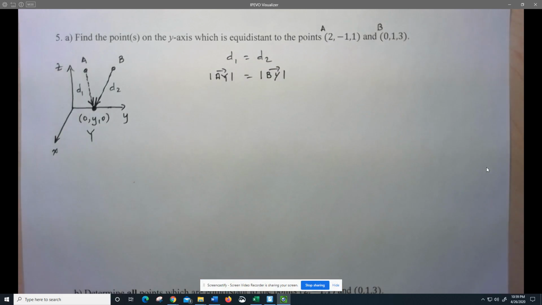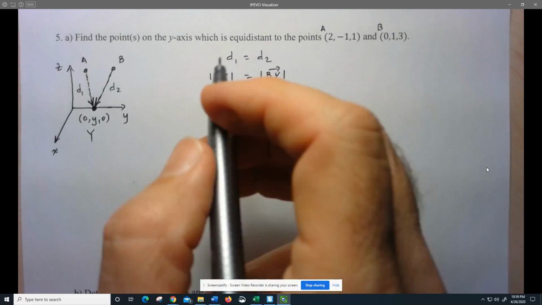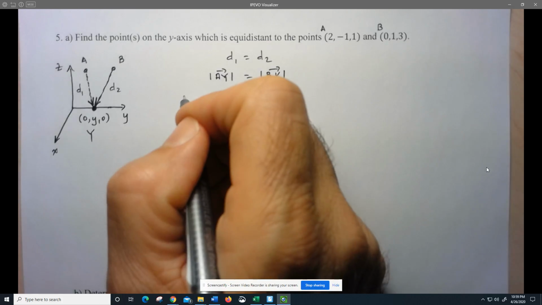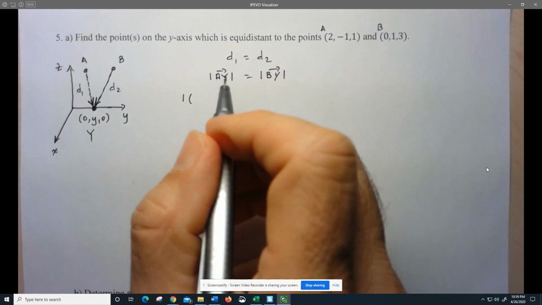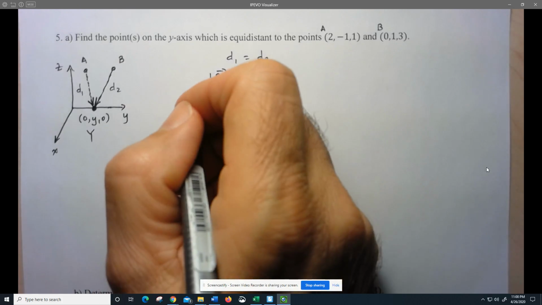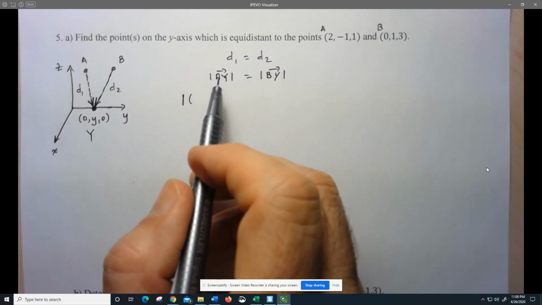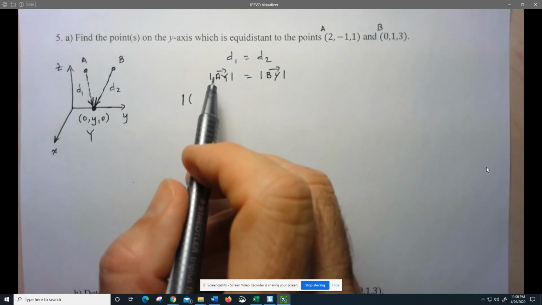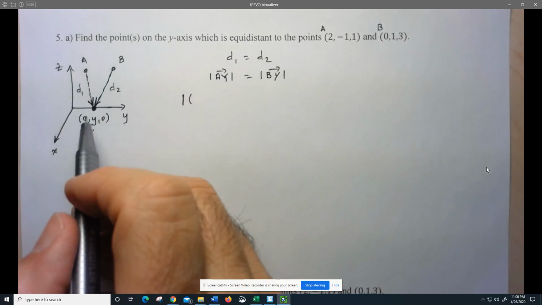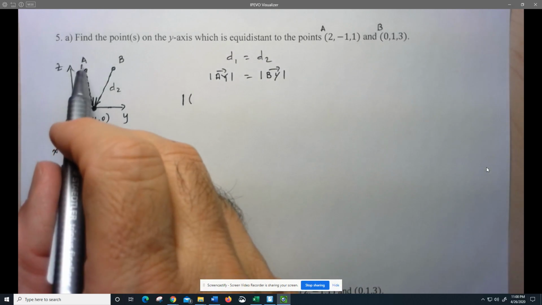And those two have to be equal. All right? So let's calculate the vector AY. And I think you'll see in a second why I chose this direction and not the other. Okay? So remember how we find the vector joining 2 points. It's the second minus the first. So the second, if we're ending here, minus the first.